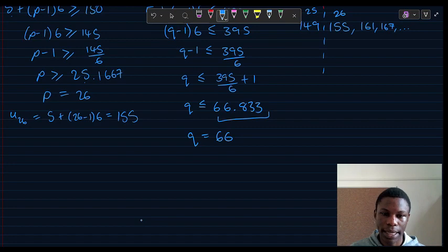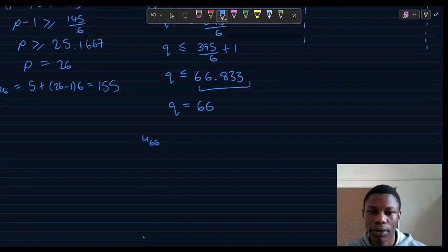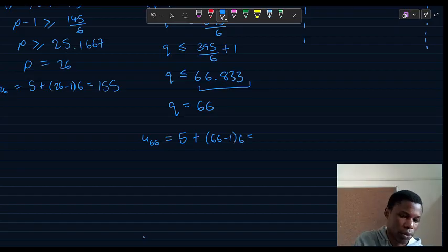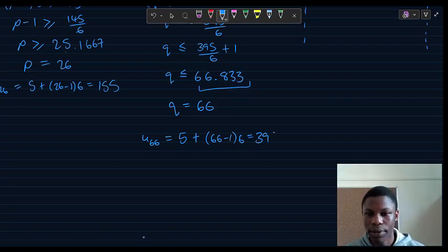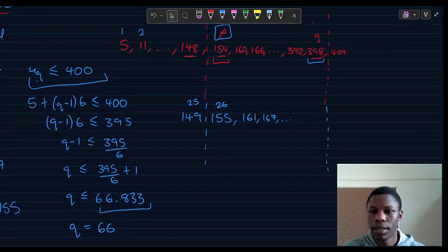So it would mean, and we can double check again like we did, that u66 is the last term that's less than or equal to 400. We can check: u66 is a plus n minus 1 d, which is equal to 5 plus 65 times 6, that's 395. So the last term here is 395.